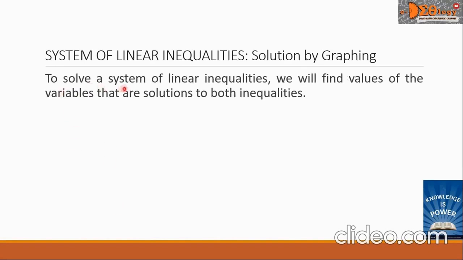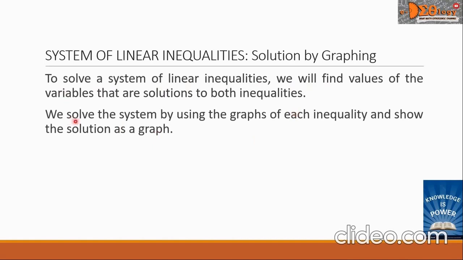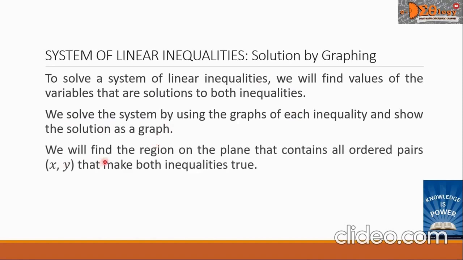To solve a system of linear inequalities, we will find values of the variables that are solutions to both inequalities. We solve the system by using the graphs of each inequality and show the solution as a graph. We will find the region on the plane that contains all ordered pairs (x, y) that make both inequalities true.